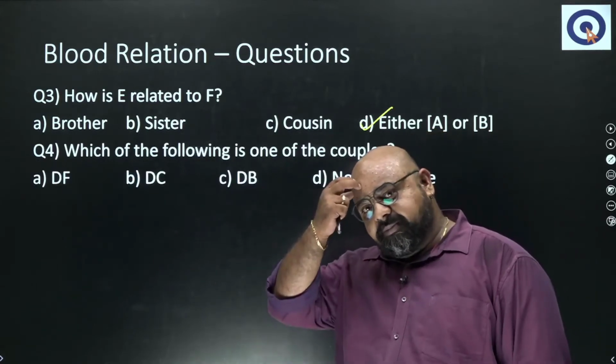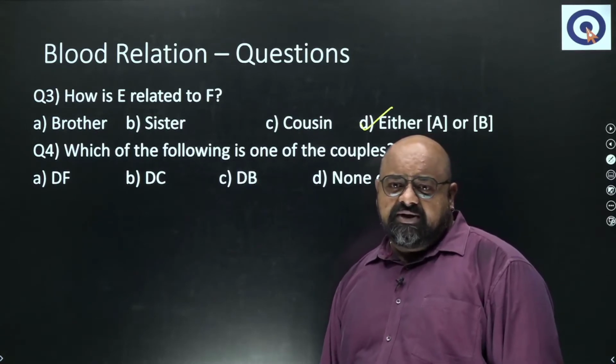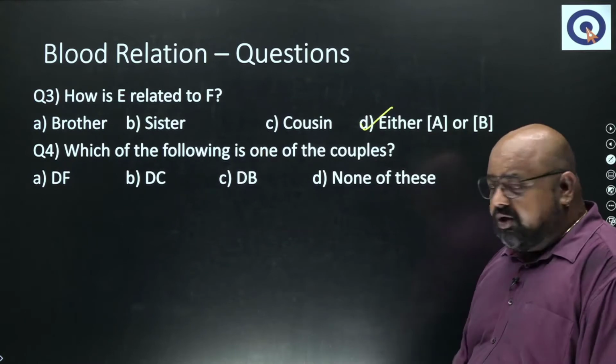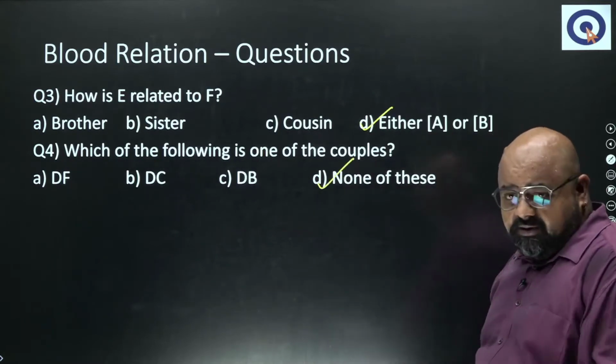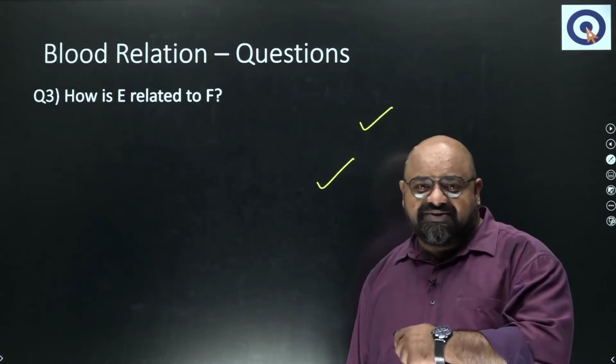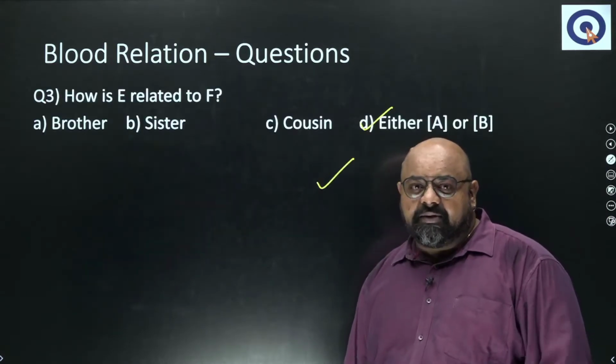Which of the following is a couple? We know that A was married to D, so AD was the couple, and B was married to C, so BC was a couple. From the options, none of them are a couple, AD or BC. So these are the two questions based on this information, a set based question.